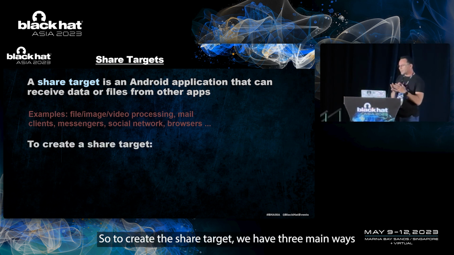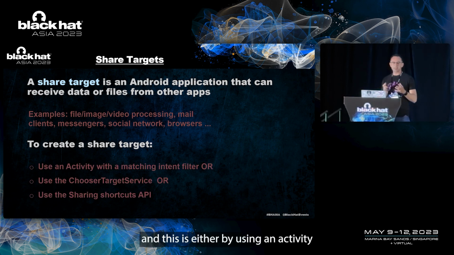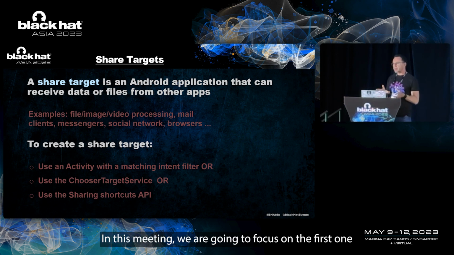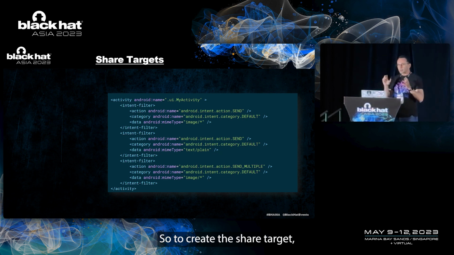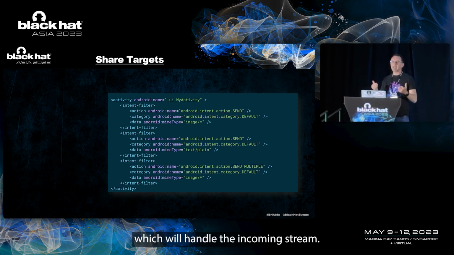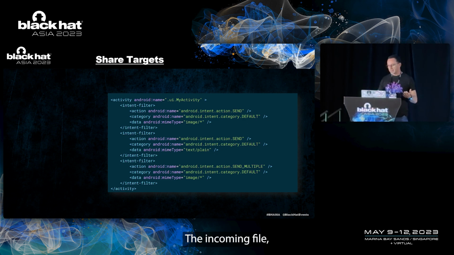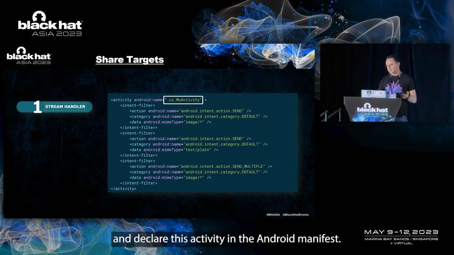To create a shared target, we have three main ways: either by using an activity which matches a specific intent filter, or using the Choose Your Target service, or using the Sharing Shortcuts API. In this briefing, we're going to focus on the first one, as it is the most popular. To create a shared target, you must have an activity which will handle the incoming stream, the incoming file, and declare this activity in the Android manifest.